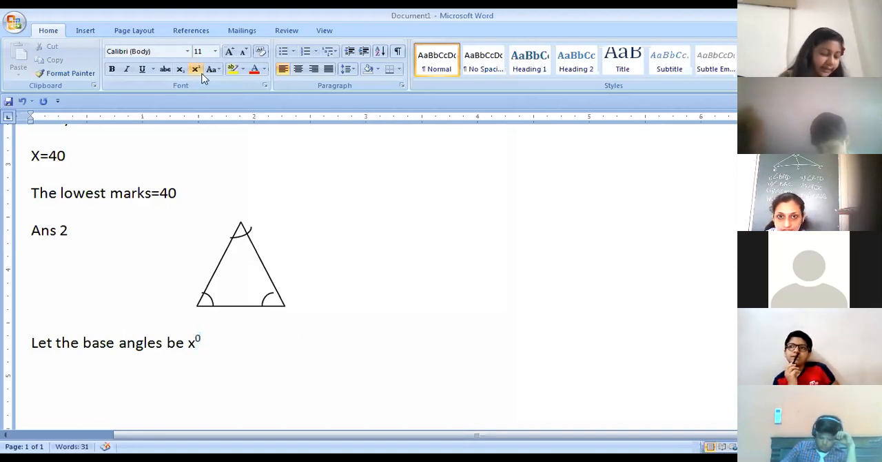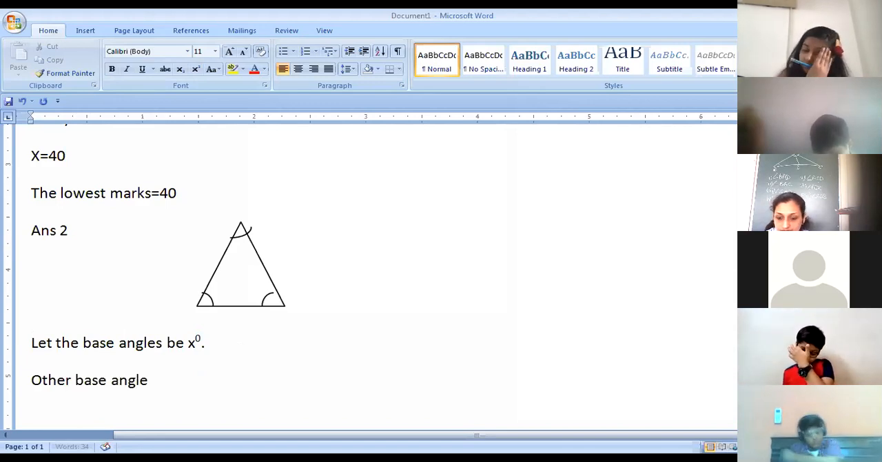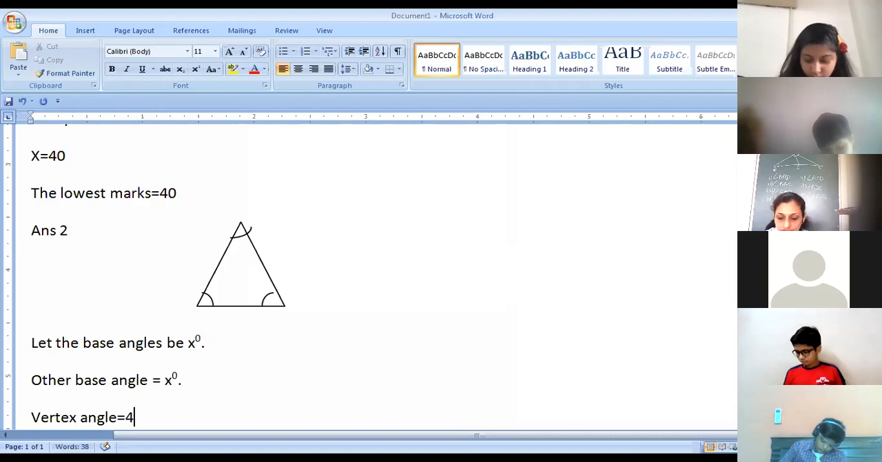Let the base angles be x degrees. The other base angle will also be x degrees because it is an isosceles triangle, so we take both angles as x degrees. And then the vertex angle is equal to 40 degrees. It's already given in the question.